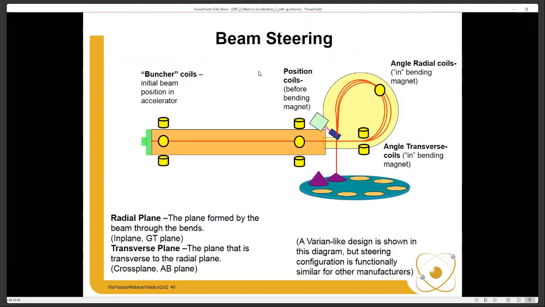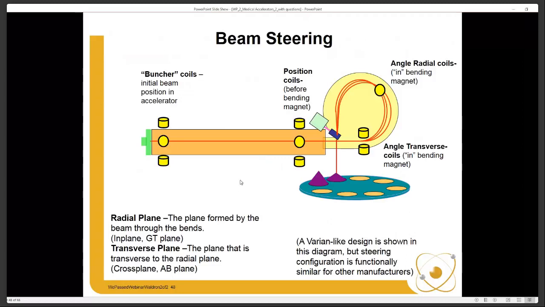So if I want to do beam steering, where am I going to put the pairs of coils? Each of these little yellow cylinders corresponds to a coil. Here's a coil pair that's vertically oriented. There's a coil pair going in and out of the page, shown as a circle here. There's another set of four coils here at the end of the accelerator. Here's a set of coils in the bending magnet. Here's a set of coils entering the bending magnet. Of course, this looks a lot like a Varian Clinac.